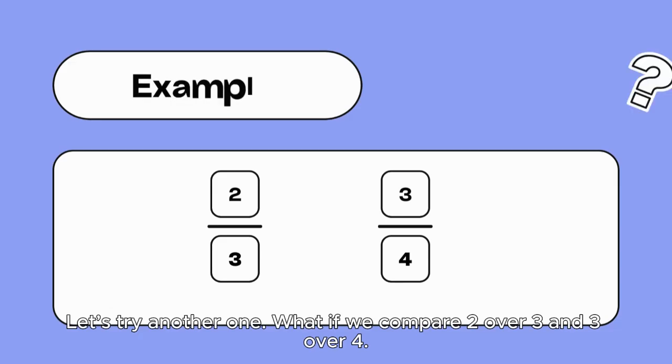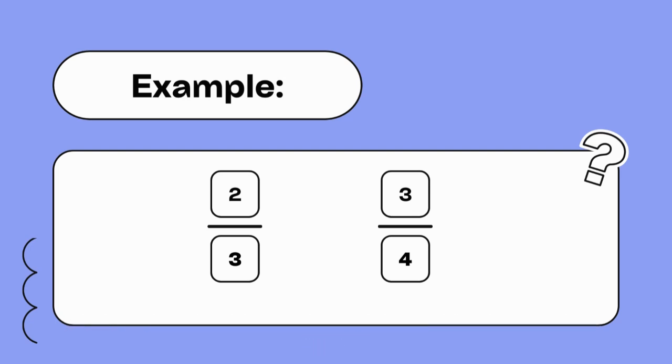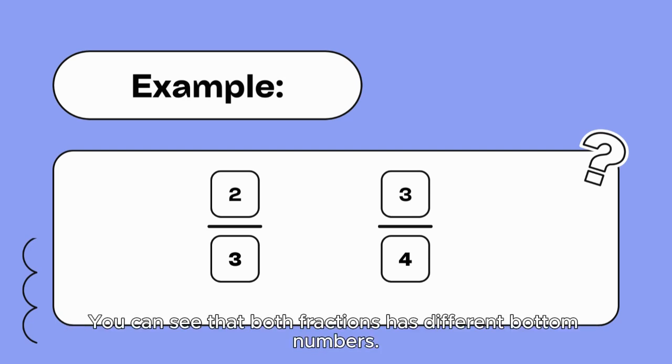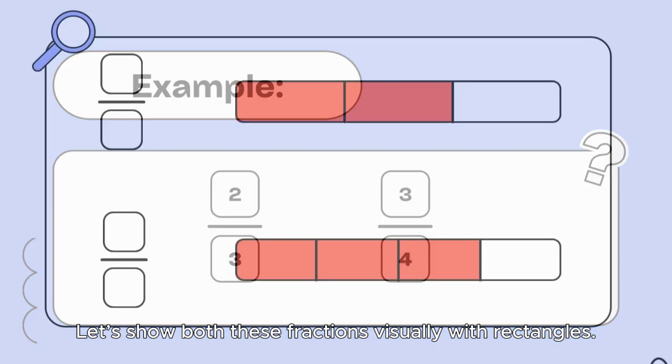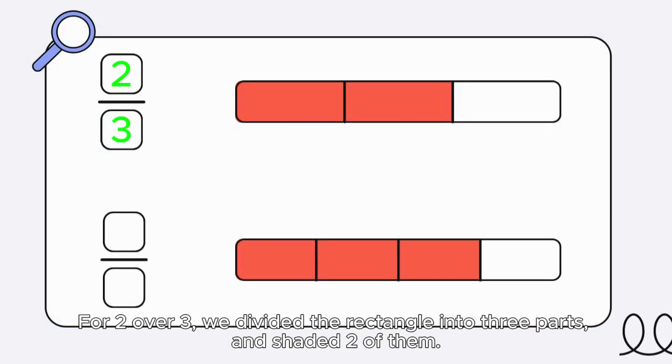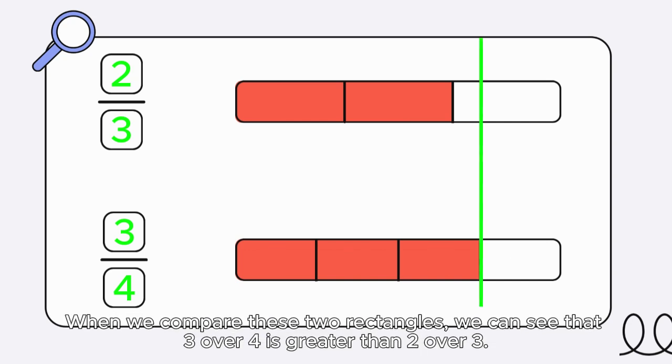Let's try another one. What if we compare 2 over 3 and 3 over 4? You can see that both fractions have different bottom numbers. Let's show both these fractions visually with rectangles. For 2 over 3, we divided the rectangle into 3 parts and shaded 2 of them. For 3 over 4, we divided the rectangle into 4 parts and shaded 3 of them. When we compare these 2 rectangles, we can see that 3 over 4 is greater than 2 over 3.